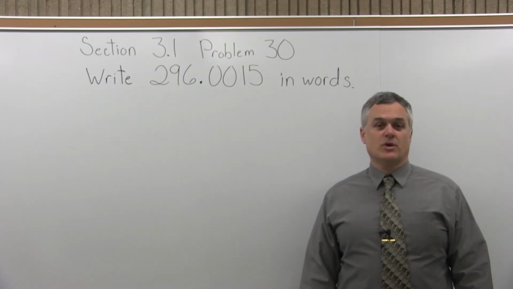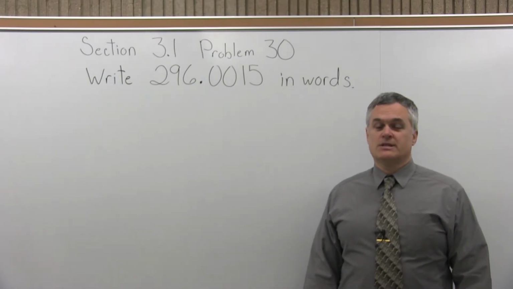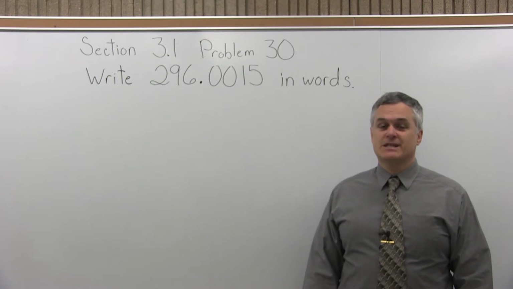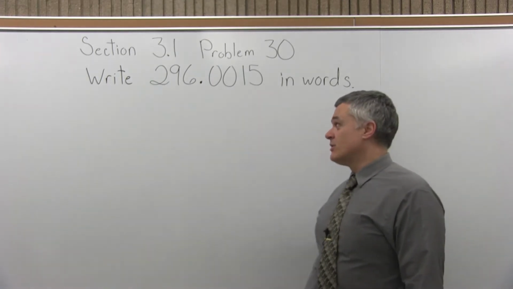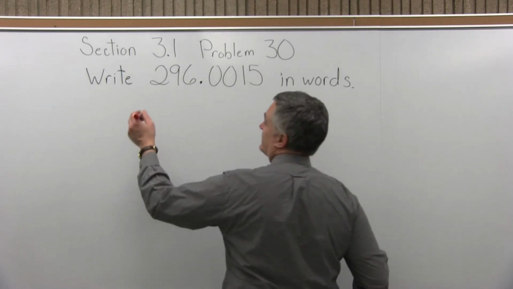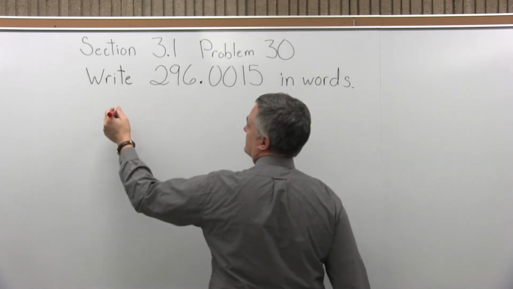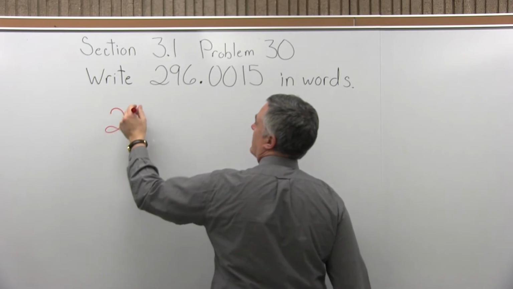This is Section 3.1, Problem 30. It says write 296.0015 in words. So first, I like to see it as a fraction, then I can write the words. That seems a little easier to do it that way.